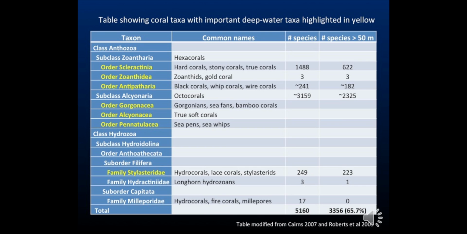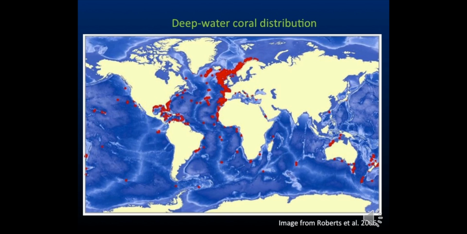This table shows the important deep-water coral taxa highlighted in yellow, together with the total number of species and those that live greater than 50 meters depth. It is clear from these numbers that the octocorals in the subclass Alcyonaria are by far the most diverse group in both shallow and deep water. The next most species-rich group is the Scleractinia, but only a few of these form deep reef structures.